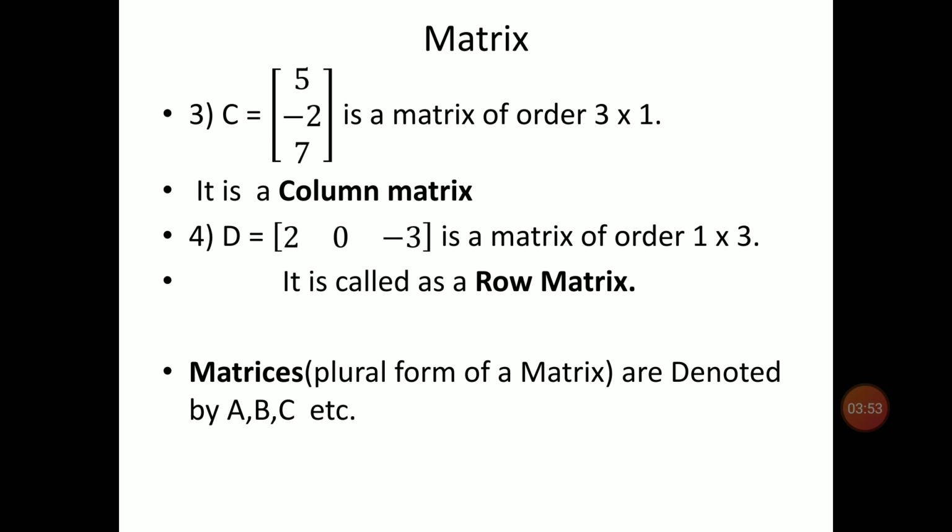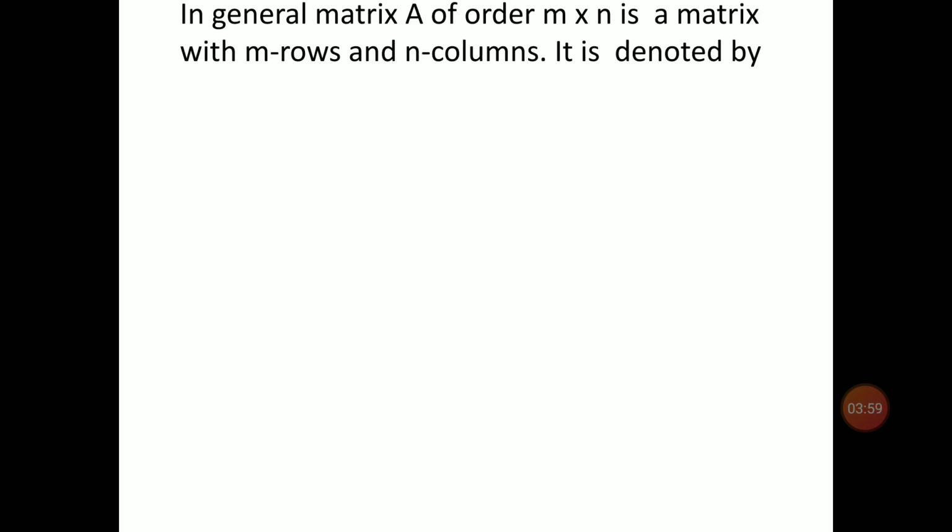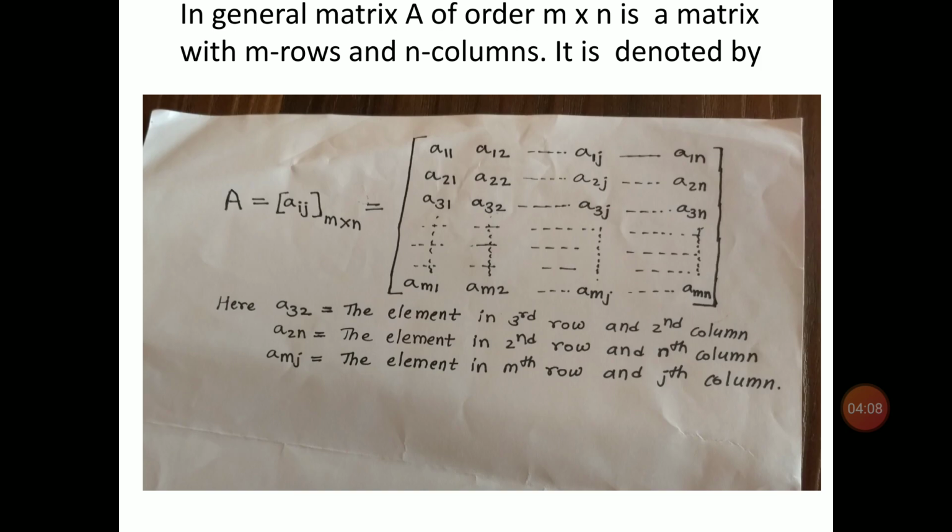And what is the meaning of matrices? Matrices is nothing but the plural form of a matrix. In general, matrix A of order m cross n is a matrix with m rows and n columns, and it is denoted by this notation. So here in this picture you can see that there are m rows.